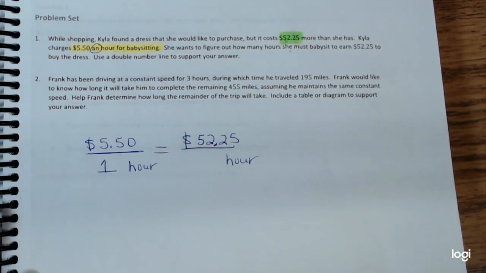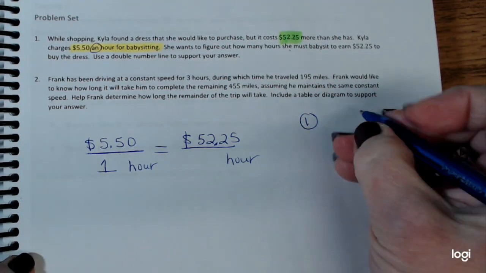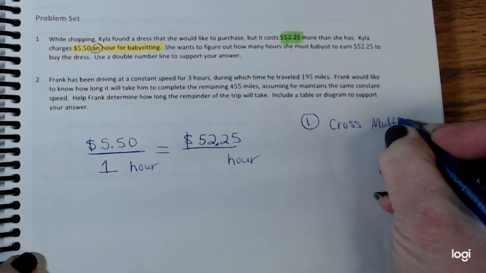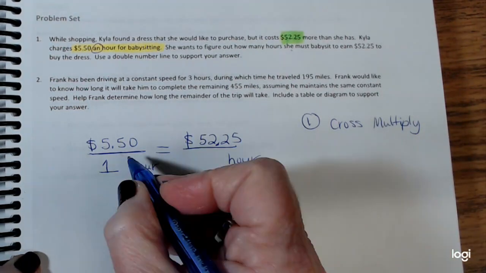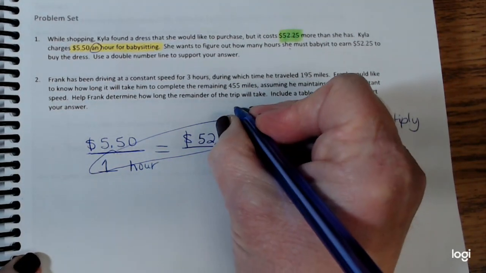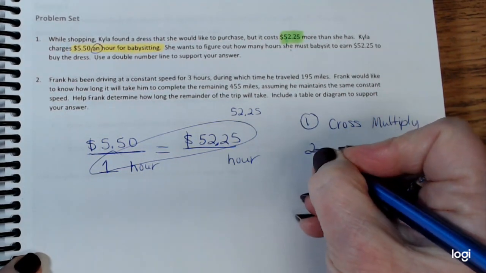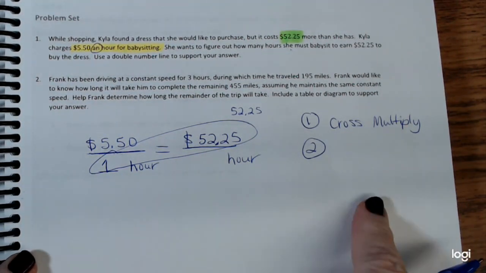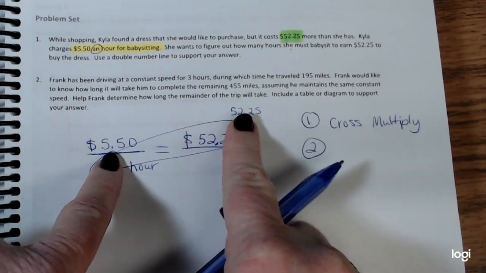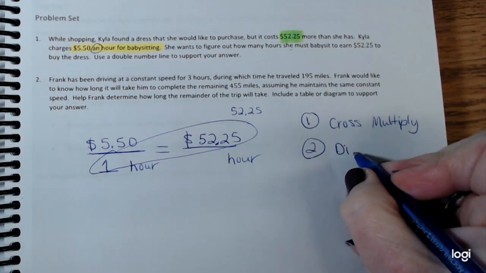If you have your calculators, take them out. Do you remember step one? Step one is to cross multiply. So you're going to multiply. Oh, that's easy. You multiply by 1. Well, I know what that is. That's $52.25. Do you remember step 2? Step 2 is cross multiply and divide. What am I dividing? There's one number here. So I'm going to take this number, $52.25, and divide it by 5.50.